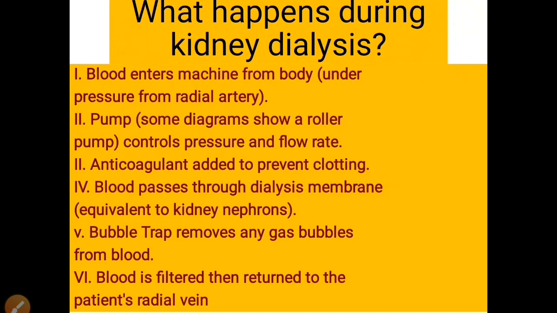So after the whole discussion, we can say that in kidney dialysis these steps occur. Firstly, blood enters the machine from the body. Pumps control pressures and flow rates, and anticoagulant is added to prevent clotting. Blood passes through the dialysis membrane, a bubble trap removes any gas bubbles from the blood, and the blood is filtered and then returned to the patient's vein.